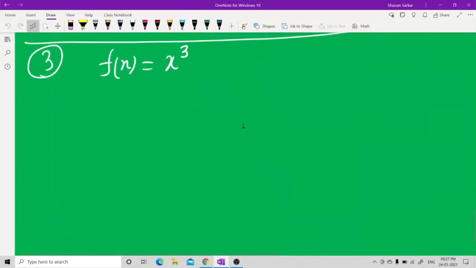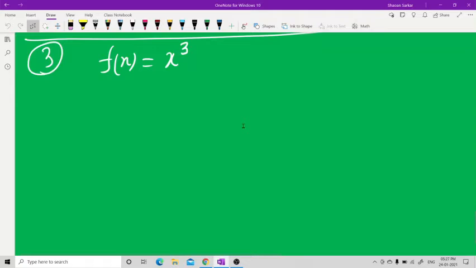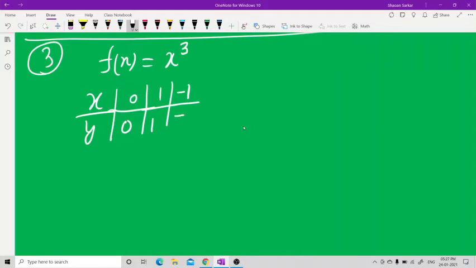Now f(x) is equal to x cube. Let's draw this. We have x and we have y. At x equal to 0, y is 0. At x equal to 1, y is 1. At x equal to minus 1, it is minus 1. So let's see how the graph goes. This is your 0, this is your +1, this is your -1. At 0 it is 0, at +1 it is somewhere here, at -1 somewhere here. So the graph will go like this.